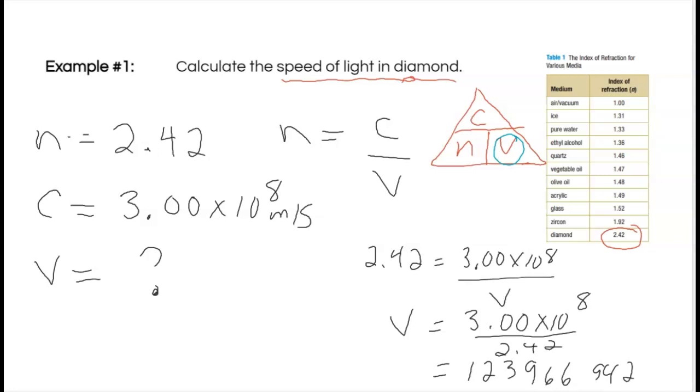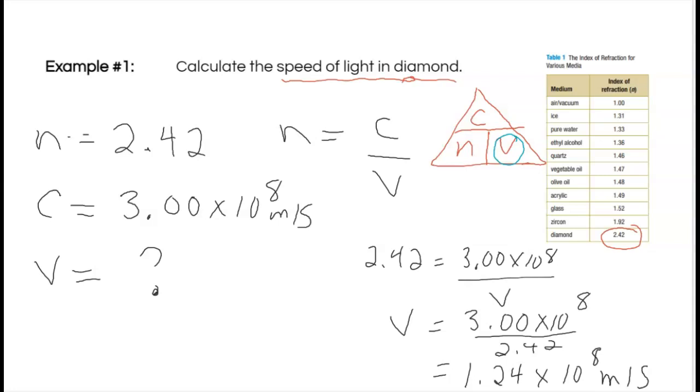And of course, that is a big, long number that, in science, doesn't really make sense based on the number of significant digits in my original values here. And so I'm just going to rewrite that in scientific notation, putting my decimal place between the 1 and the 2 and rounding that. So I'm going to get rid of that nasty one. And then my value when I round that will be 1.24 times 10 to the power of 8 meters per second.